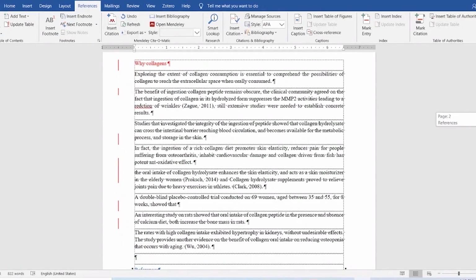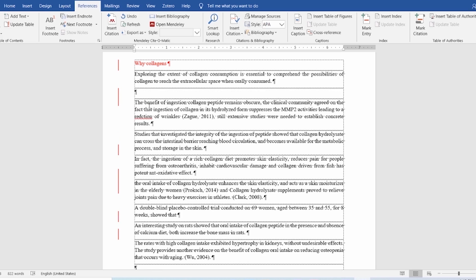Now moving to why collagen, we will need to join some of those sentences and convert the passive voice into active voice. Now exploring the extent of collagen consumption is essential to comprehend the possibilities of collagen. I will leave this sentence as it is. We can just write directly about the process of collagen digestion, and in here we can say collagen.